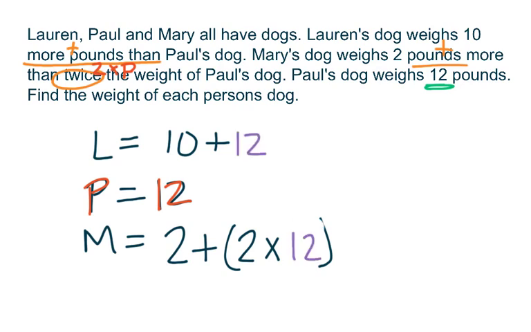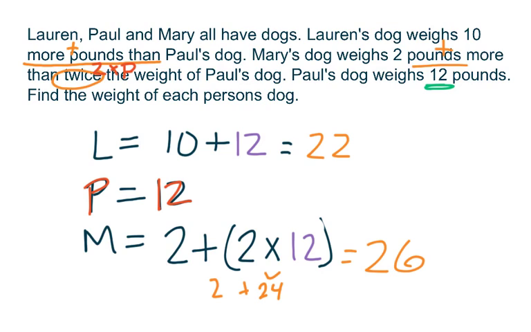Now these problems are pretty easy for me to solve. Lauren's dog, 10 plus 12 is equal to 22 pounds. And then for Mary's dog, the first thing that I'm going to do is solve 2 times 12, and that's going to give me 24. And then I need to add 2 more. So Mary's dog is going to weigh 26 pounds. So I have Lauren's dog weighs 22 pounds, Paul's dog weighs 12 pounds, and Mary's dog weighs 26 pounds.